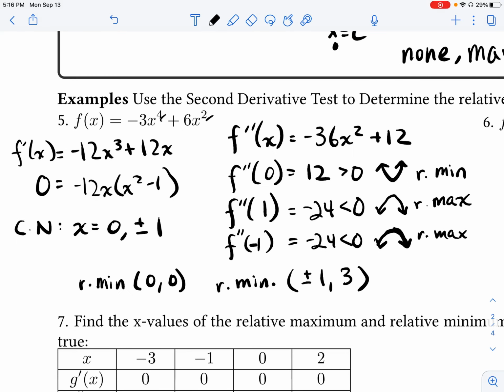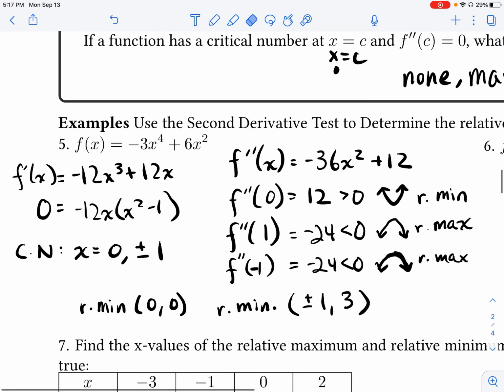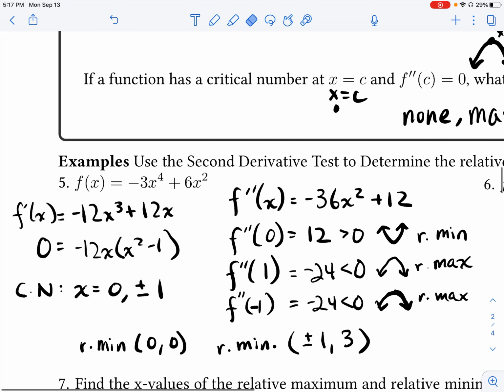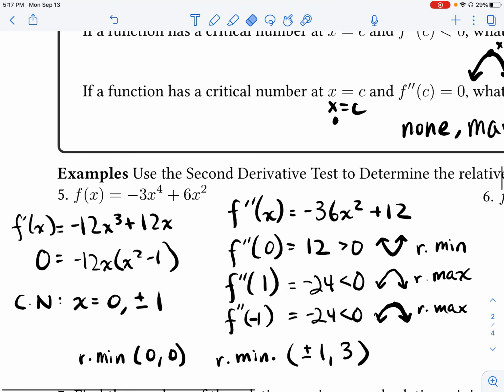So that's a really helpful test to have, because it allows us to use the second derivative to find relative extrema. And oftentimes that might even be faster than using the first derivative test. But more than anything, it's important just to understand the relationship between extrema and concavity.